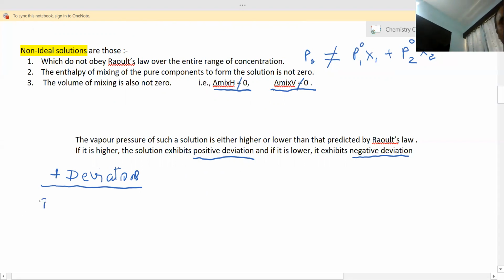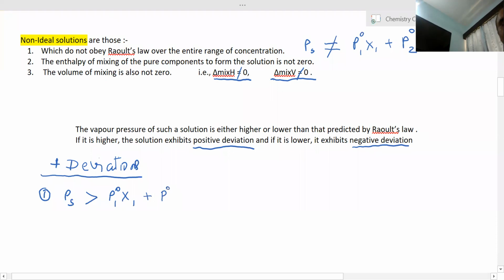Number one, pressure of solution becomes greater than the sum of pressures of components. Secondly, delta H mixing is not equal to zero. It is positive. That is, process of mixing is endothermic.